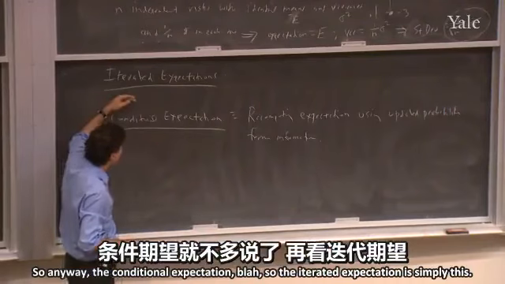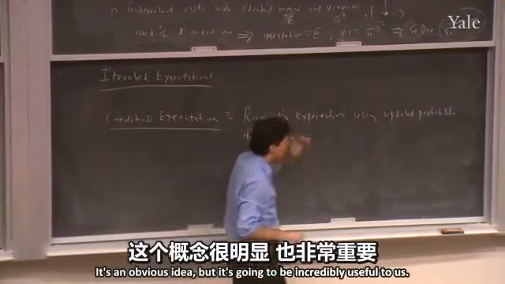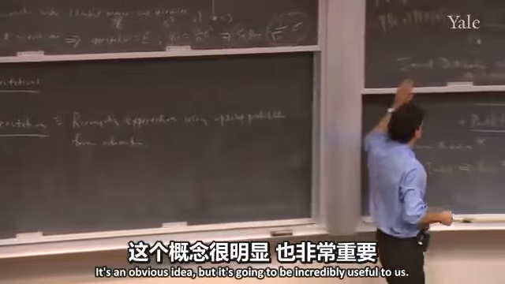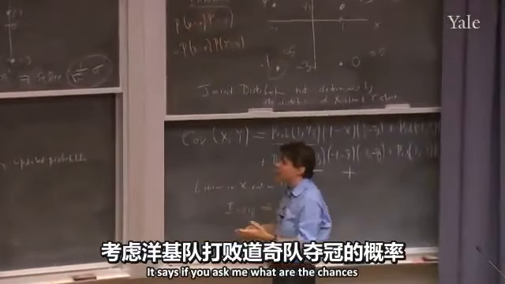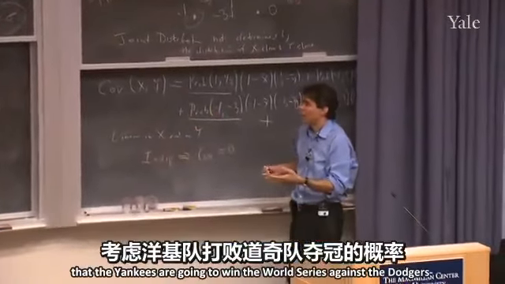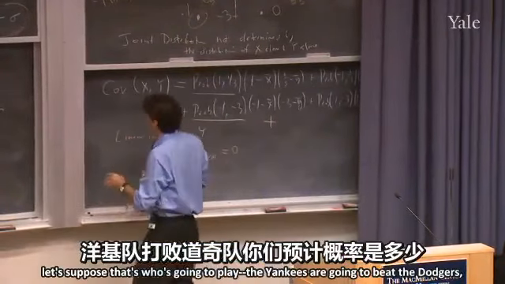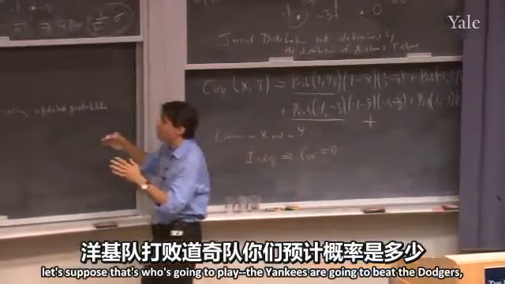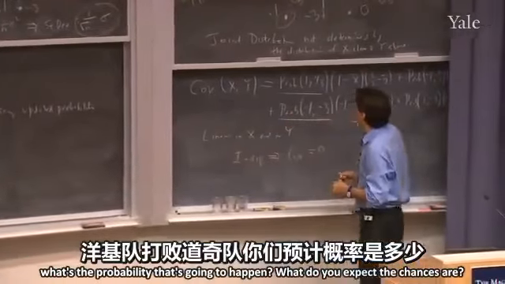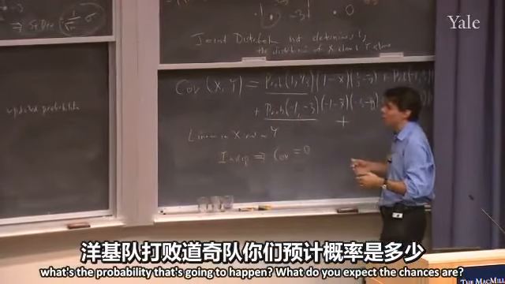So the iterated expectation is simply this. It's an obvious idea, but it's going to be incredibly useful to us. If you ask me what are the chances that the Yankees are going to win the World Series against the Dodgers, let's suppose that's who they're going to play, what's the probability that's going to happen? What do you expect the chances are?